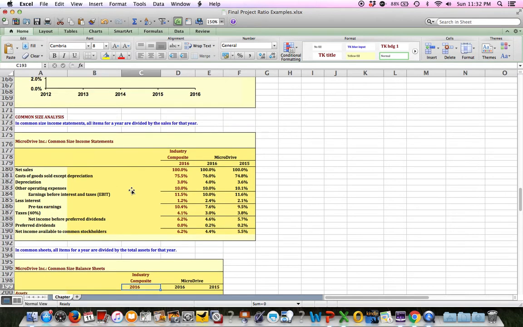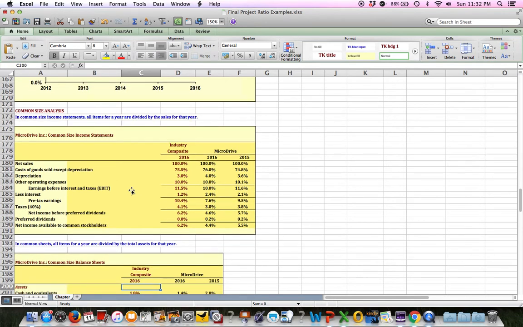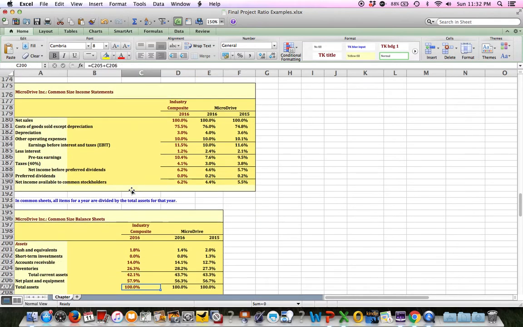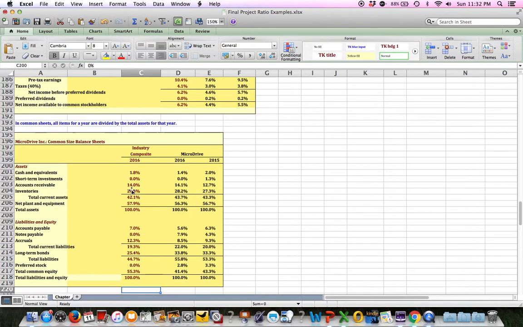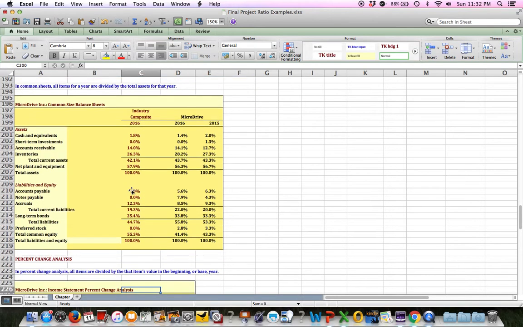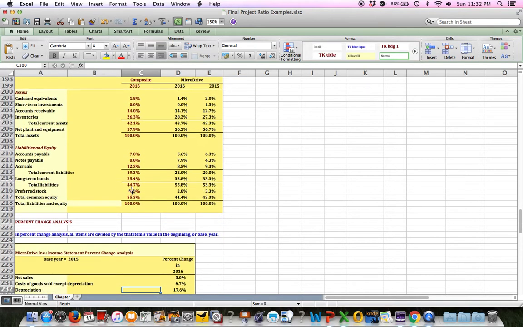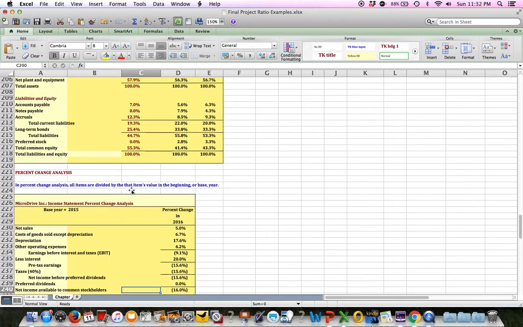This is a common size financial, just more for an FYI. Don't worry about doing one of those. Same thing with the income statement and the balance sheet here for the common size. Don't worry about doing those. They're just down here for you to take a look at if you want to. And same thing with the percent change. You don't have to worry about that one either.